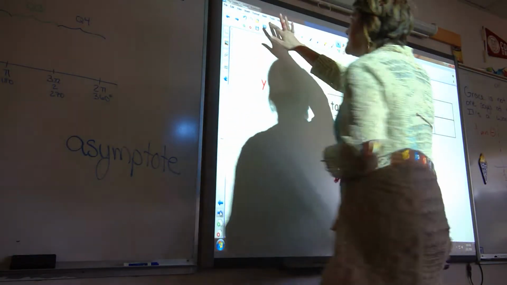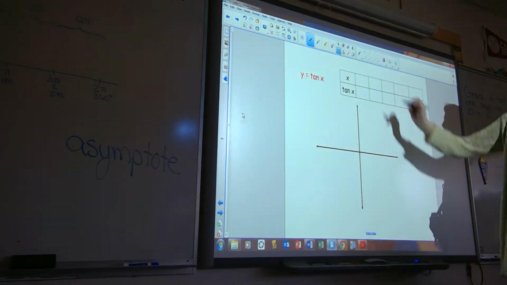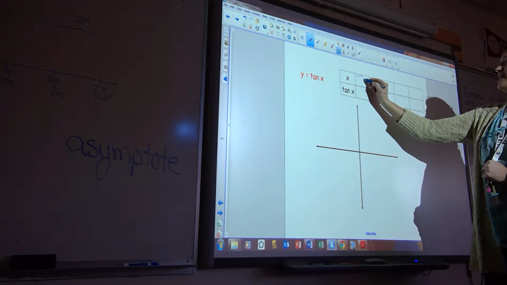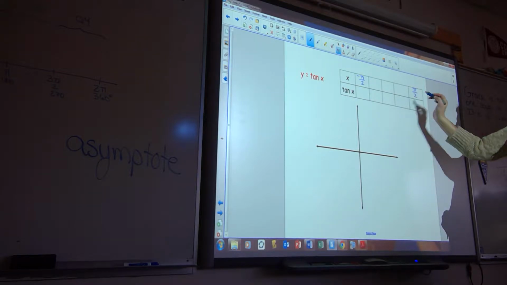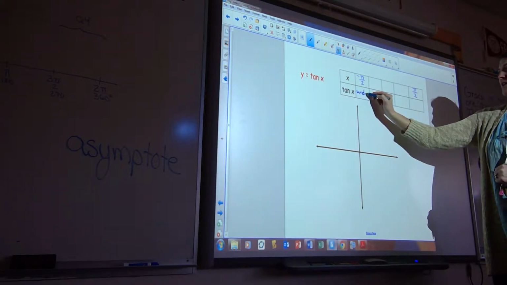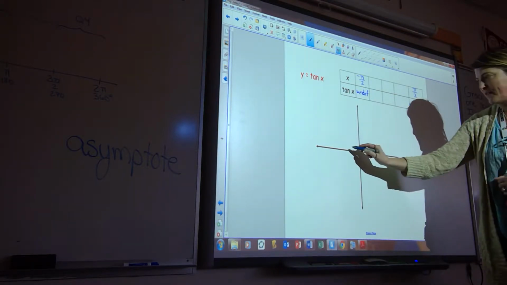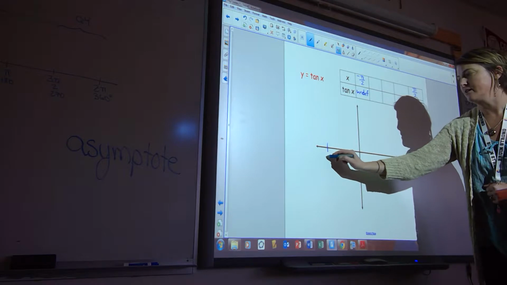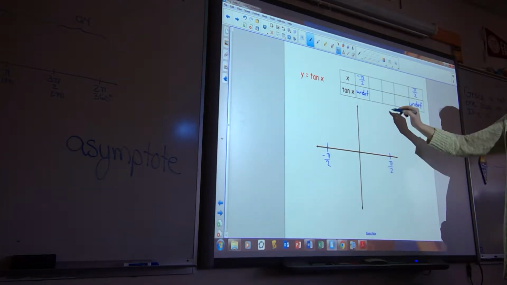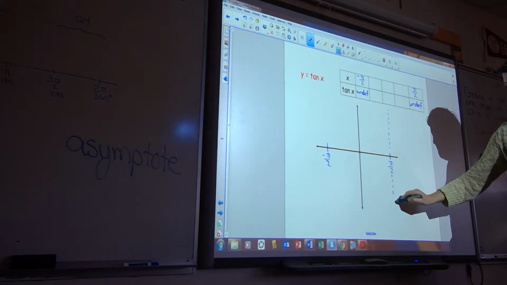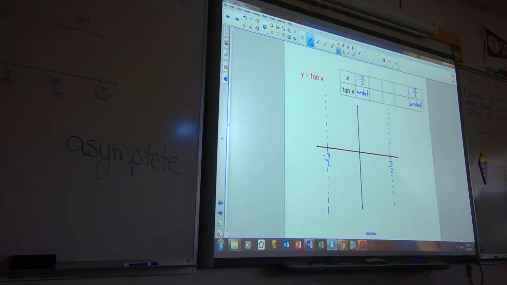All right, so let's build a t-table here, so we can see what this thing actually looks like. We know that we're going to go from negative pi over 2 to positive pi over 2. And we know that at those values, it is undefined. So what that's going to look like is I'm going to put a point out here, negative pi over 2, and I'm going to put a point out here, pi over 2. We are going to put a dashed line. That dashed line is how we indicate an asymptote.